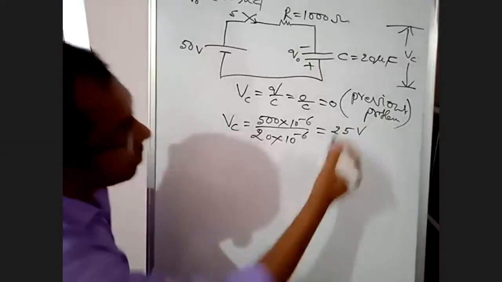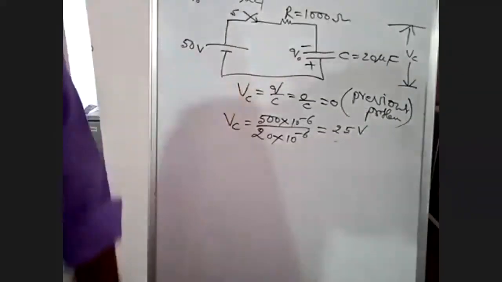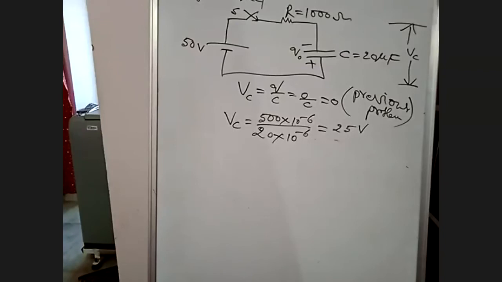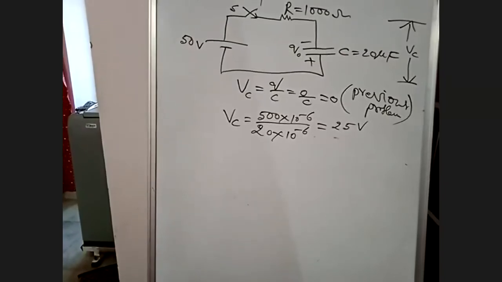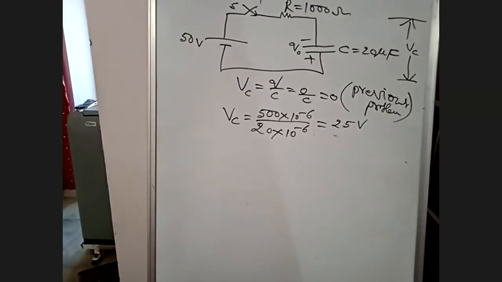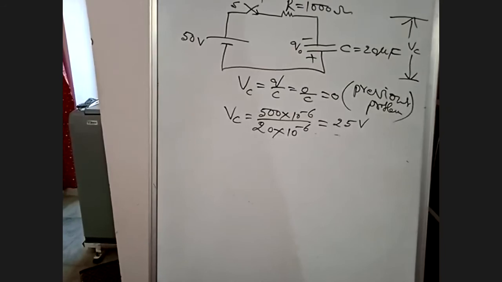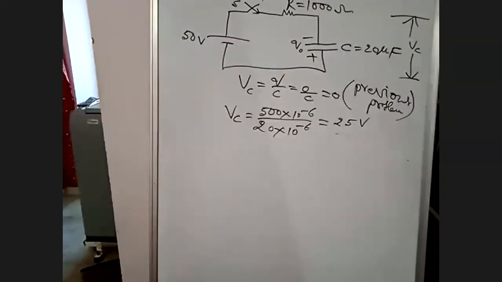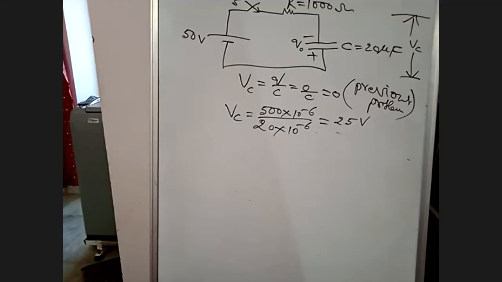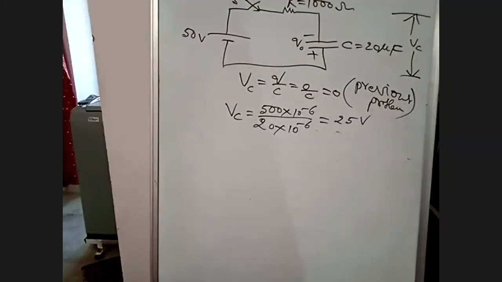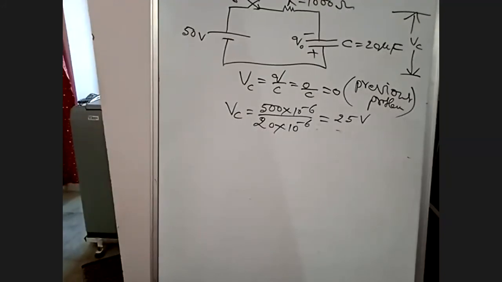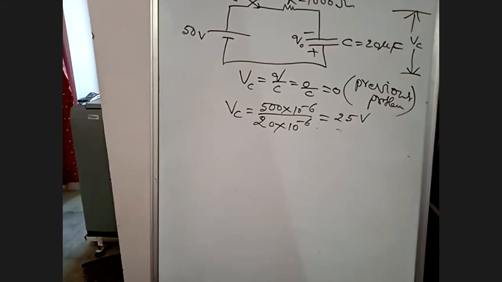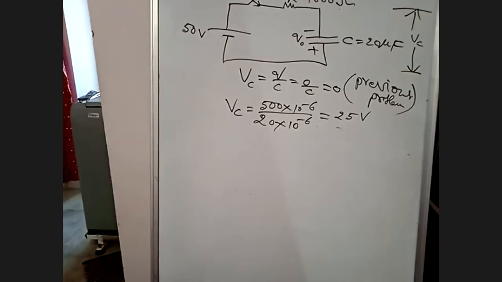In the previous problem, it is 0 volts. In the previous problem, initial voltage on the capacitor is 0. But in this problem, initial voltage on the capacitor is 25 volts. That is the difference between previous problem and this problem. Now, I want to determine the initial condition. So first I am determining the initial condition, you see.